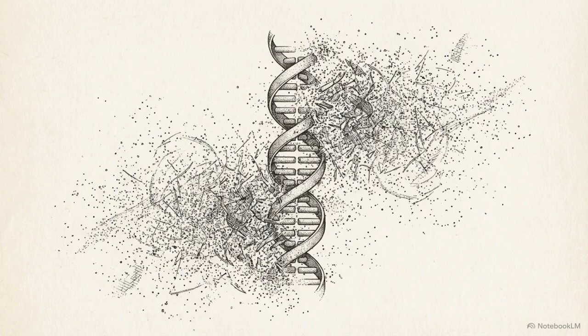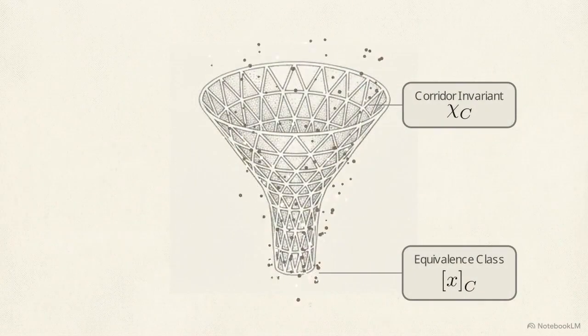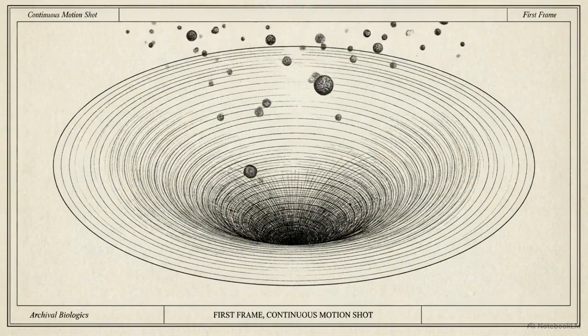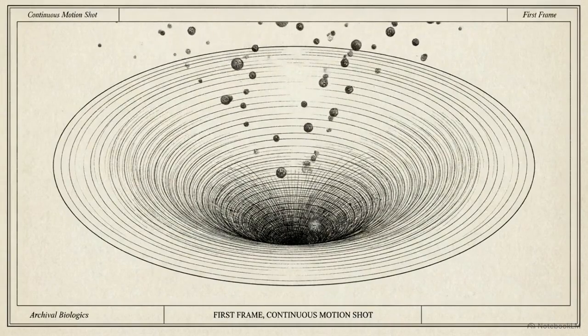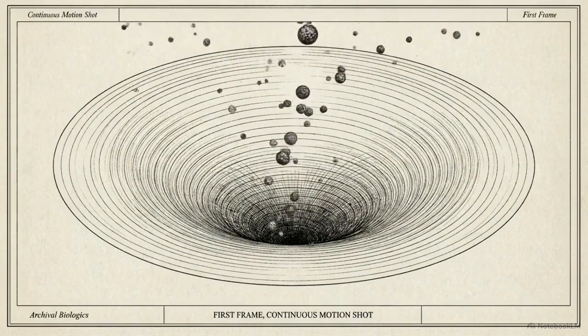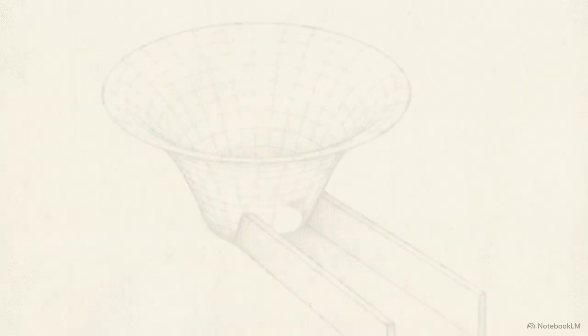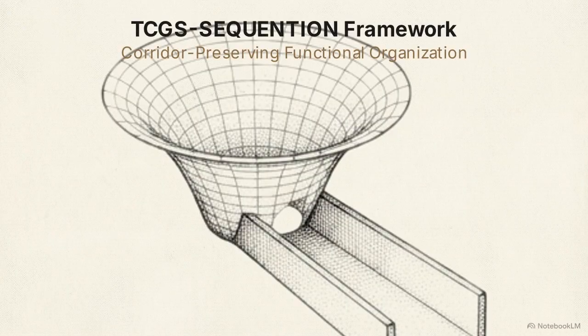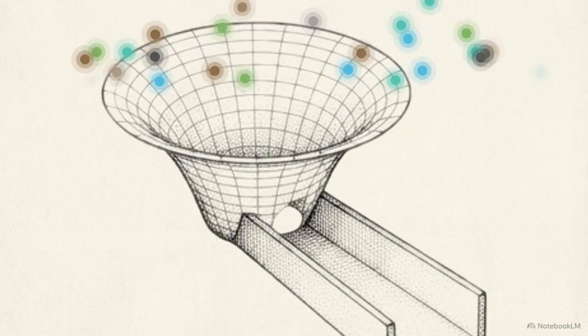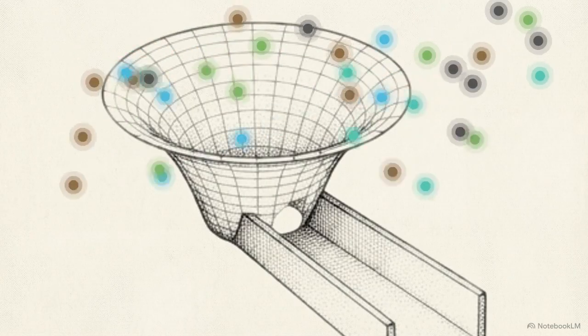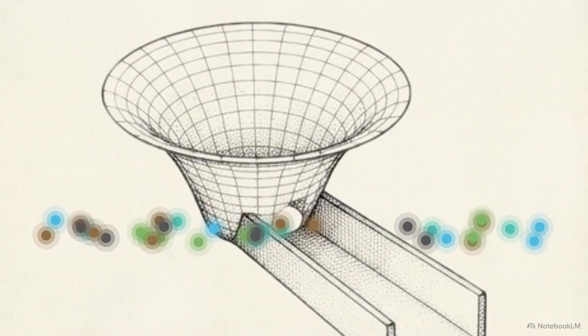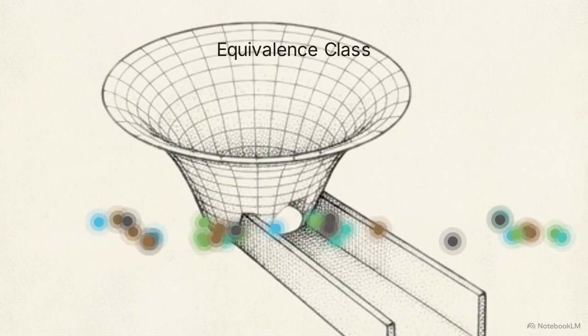To resolve this tension, we have to look beyond the physical sequence string and examine the higher-order organizational forces that constrain it. Think of this as a biological state space, a phase space where the raw genome sequence, regulatory topology, epigenetic domains, and physical traits all interact simultaneously. To account for the stability we observe, the TCGS-SEQUENTION framework proposes a model of corridor-preserving functional organization. In this conceptual view, dozens of differently sequenced DNA strands settle into a single, unified functional corridor at the bottom.